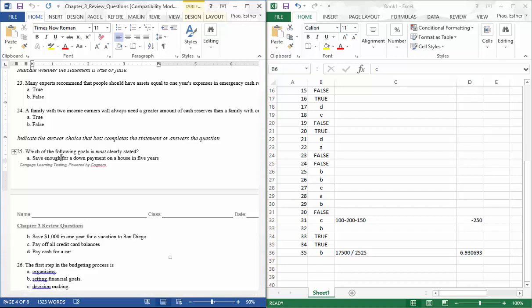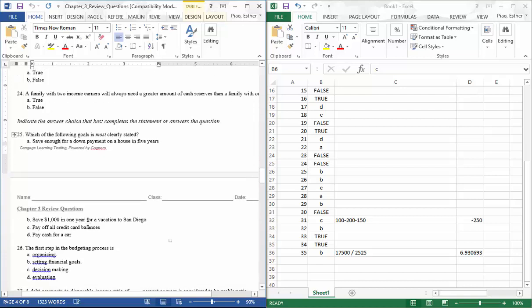Number 25 doesn't include any calculation. Which of the following goals is most clearly stated? It needs to be a specific amount with a given time period. Therefore, the most specific goal stated from the following statements, of course, is B.